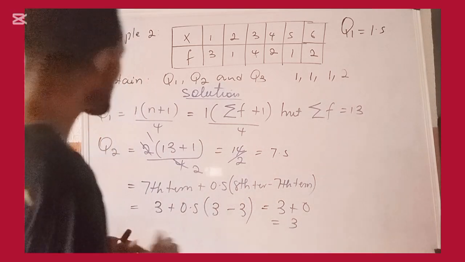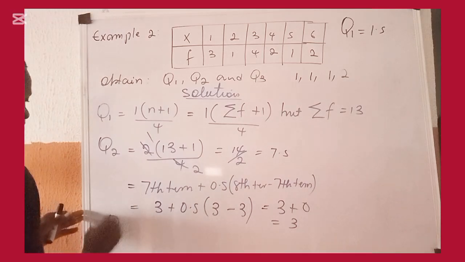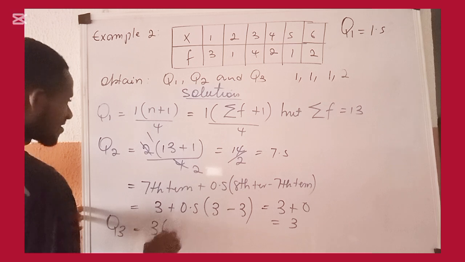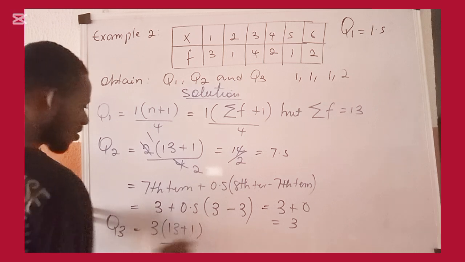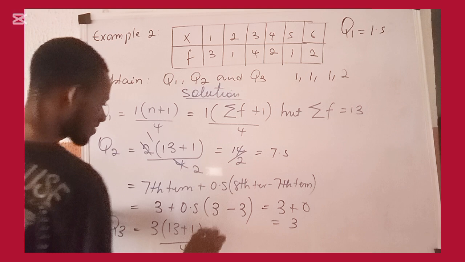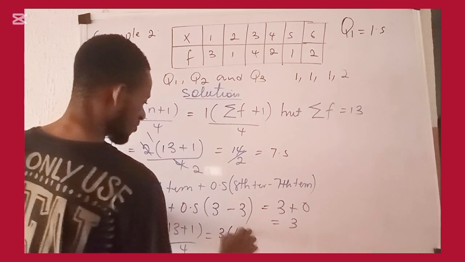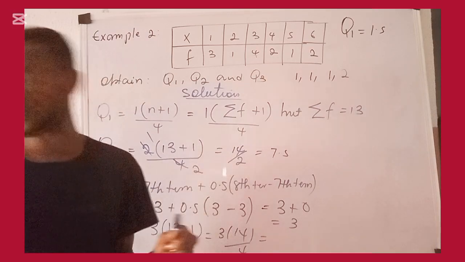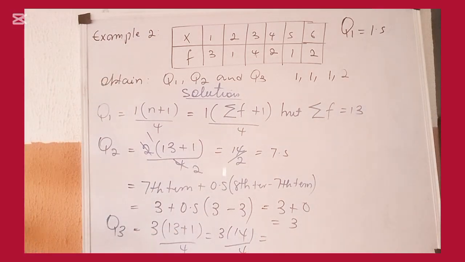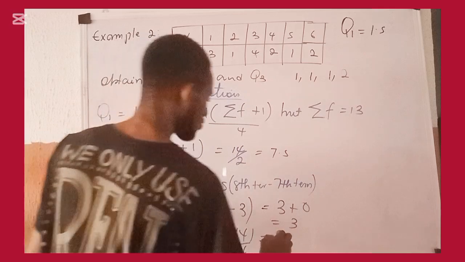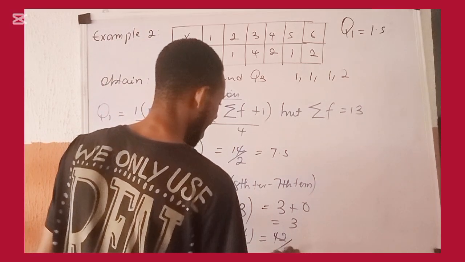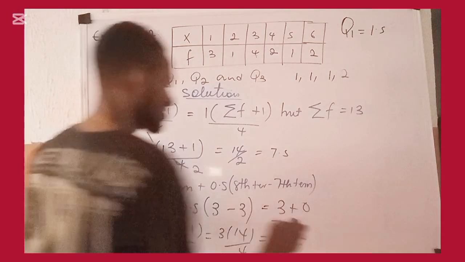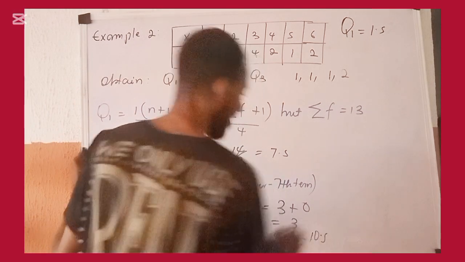And then without wasting much of your time, our Q3 now is going to be 3 into 13 plus 1 all over 4. Which becomes 3 into 14 all over 4. If you say 3 times 14, the value we got here is 42. So you have 42 all over 4. 42 divided by 4 gave us 10.5.